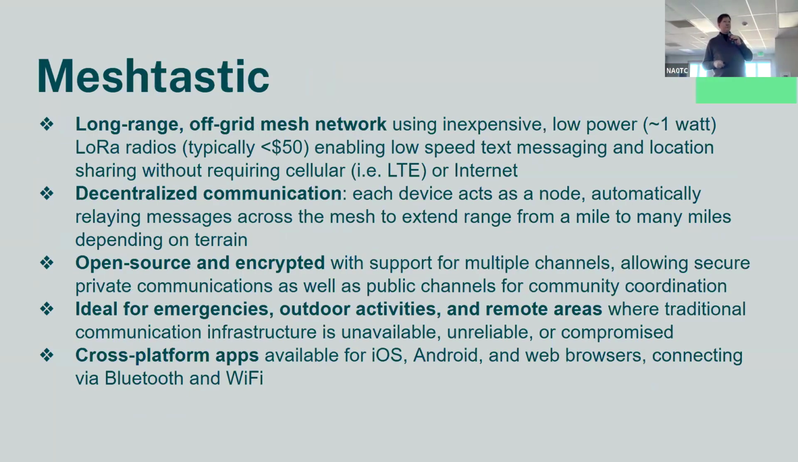Okay. All right, so Meshtastic is a long-range off-grid mesh network using these little inexpensive, low power devices. This is a 1 watt unit. Most of them are 1 watt in capacity. Typically under $50. And as I mentioned, it does low-speed text messaging and location sharing, and it does not require any sort of cellular or internet. It's decentralized, so each one of these is its own individual node. I have like 3 of these running here in this room, and they're all talking to each other. They all know they're here, right? And they're also talking to other devices.